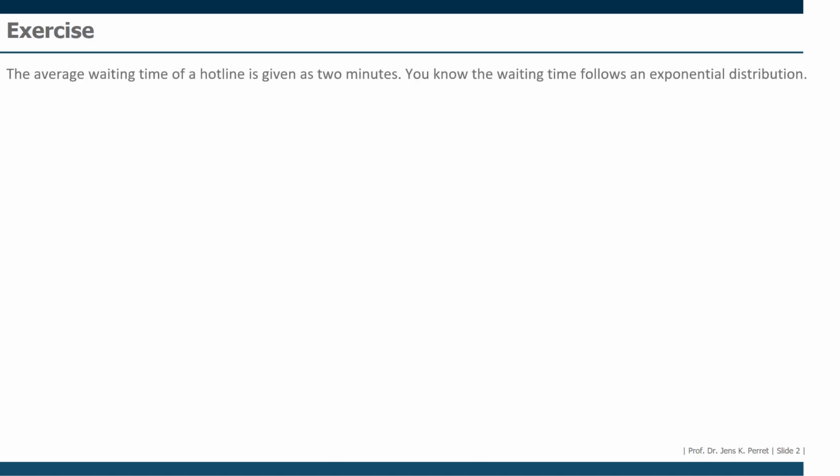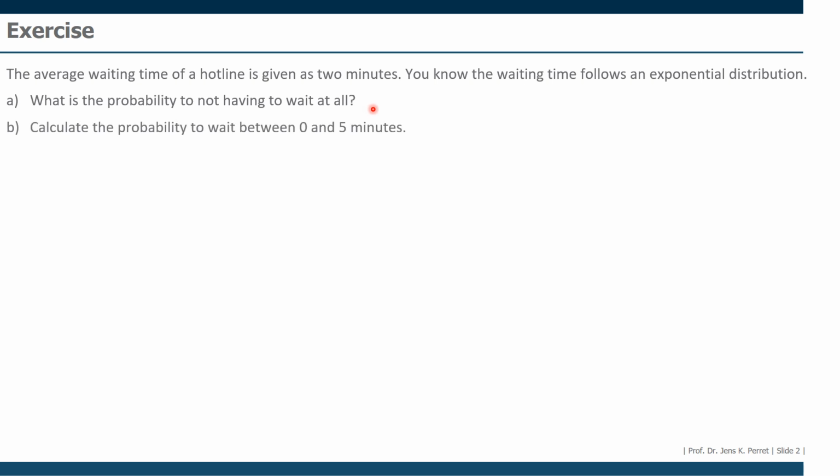Here our task is: the average waiting time of a hotline is given as 2 minutes. You know the waiting time follows an exponential distribution. So we already have the first information, that's the average for the waiting time, which is our 2 minutes. In addition, we have two tasks to answer. The first being, what is the probability to not having to wait at all? And the second one, calculate the probability to wait between 0 and 5 minutes.